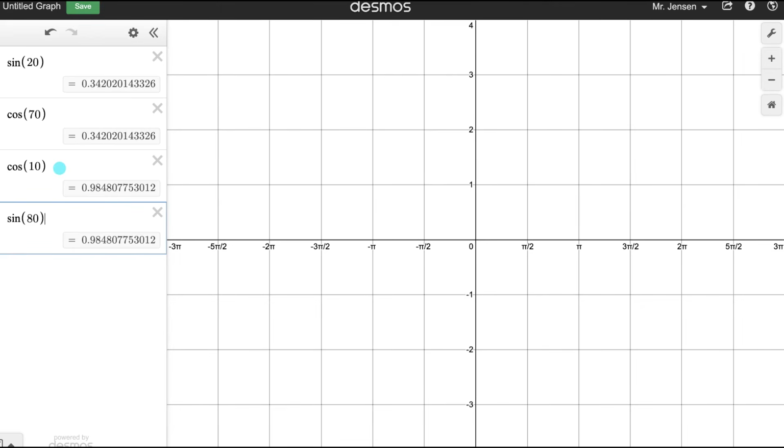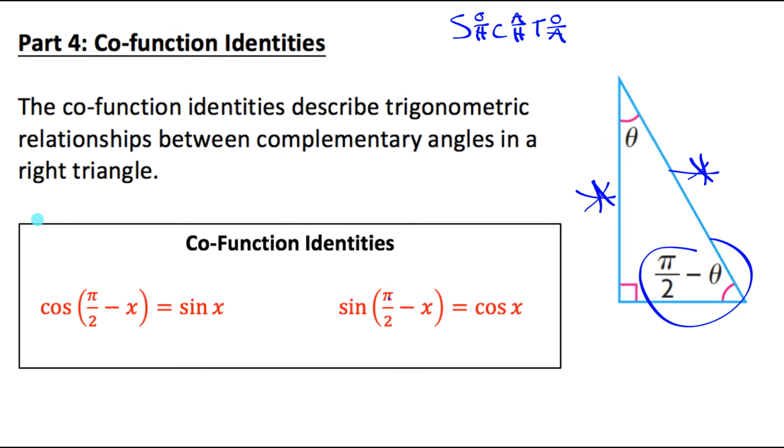So it wouldn't matter in the triangle whether you were doing cosine from the 10 degree angle or sine from the 80 degree angle, you'd be doing the same ratio of the same two sides. Now, of course, we're not working in degrees, we're working in radians, but I find people often understand it better when we talk in degrees.